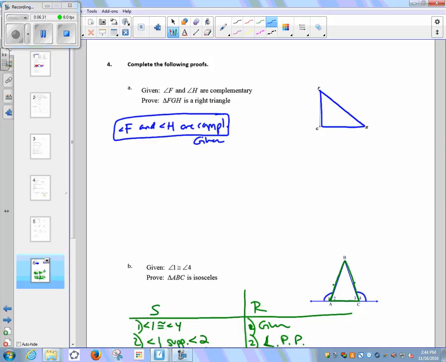What does it mean to be a right triangle? One of the angles has to be a right angle. So one of the angles has to equal 90 degrees, right? Okay, so if we know that F and H are complementary, what does that tell us? They add up to 90 degrees. So since that's directly a result from this given, we're going to put our arrow here. What's the reason? Yep.